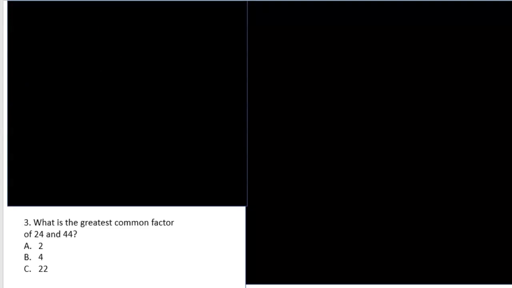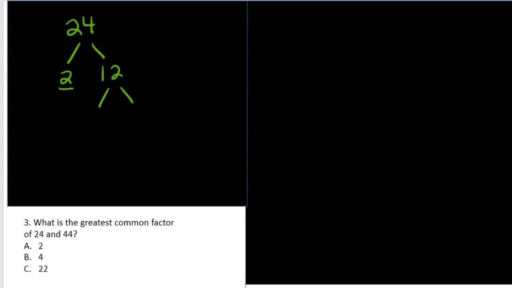Question number 3 will give you two numbers and ask you what is the greatest common factor. Now we can use our prime factorization trees the same way to find our greatest common factor. The first thing I want to do is find the prime factors of 24. Well, I know that it's divisible by 2, and 2 is a prime number. So that would be 2 and 12. So this is prime now.